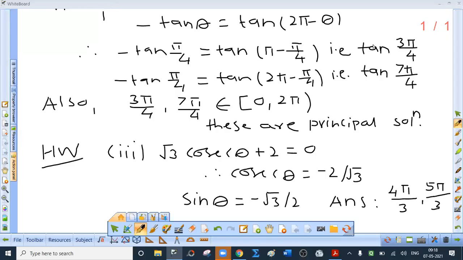Now third is similar to the first. So this is for homework. The only thing is they have given cosec. So what is cosec from this? Minus 2 by root 3. So it will be sine equal to minus root 3 by 2. So this is the answer.